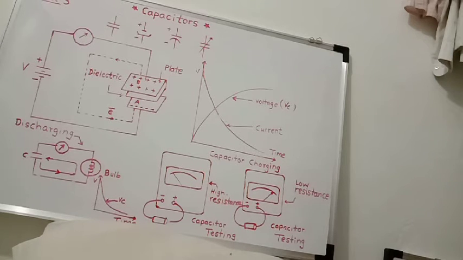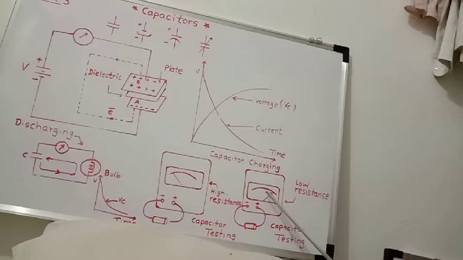So this is the charging and discharging of a capacitor. These are two diagrams. Now the testing of a capacitor. When the capacitor is connected across a multimeter with the ohm range, here an analog multimeter is used. Initially the capacitor offers very low resistance, therefore we get full deflection. That means the pointer shows low resistance. So initially, this multimeter shows low resistance.